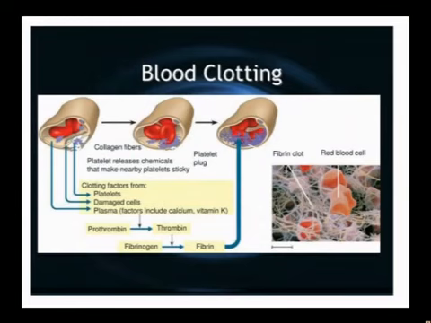Now, the blood clotting, which is possible because of the presence of the blood platelets. There is an injured area here. There are collagenous fibers. We can just have a look at it. The platelets and the damaged cells are visible. Plasma releases certain clotting factors, which would include calcium and vitamin K.